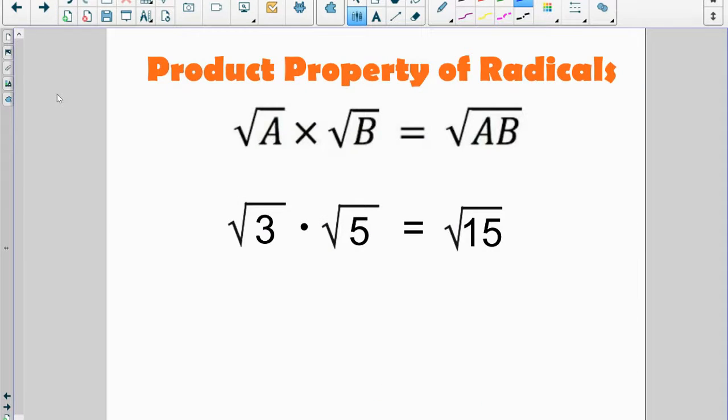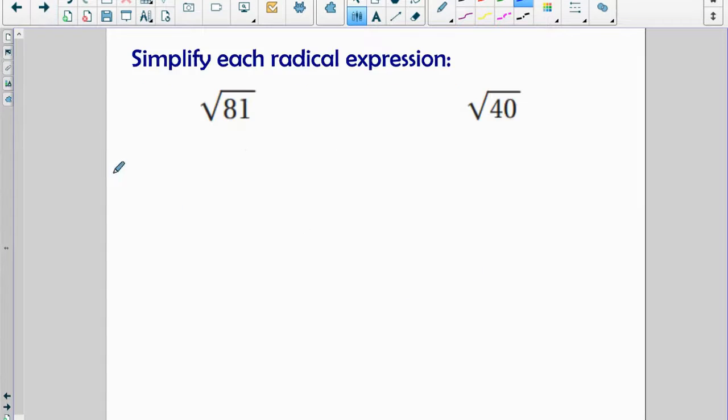All right, so here's that product property of radicals that actually allows us to do what we're doing today. The property just says that if you want to multiply 2 square roots together, you can do that. You just multiply the radicands. So the square root of a times the square root of b is the same as the square root of a times b. As an example, the square root of 3 times the square root of 5 is the same thing as the square root of 15, since 3 times 5 is 15.